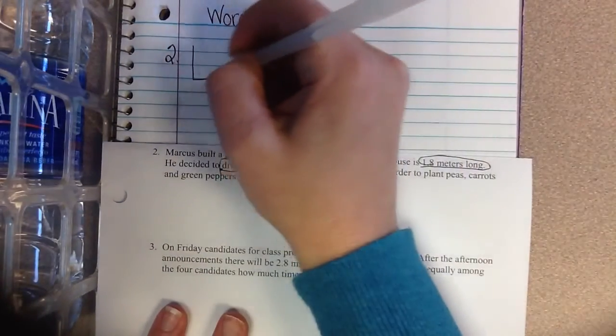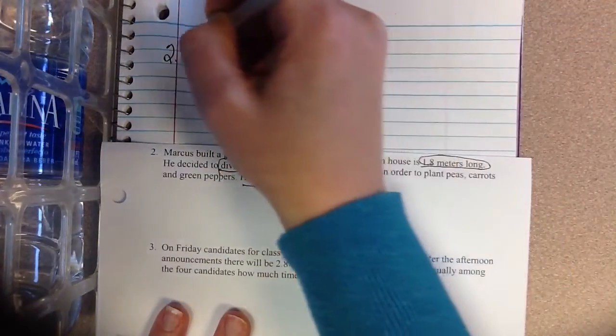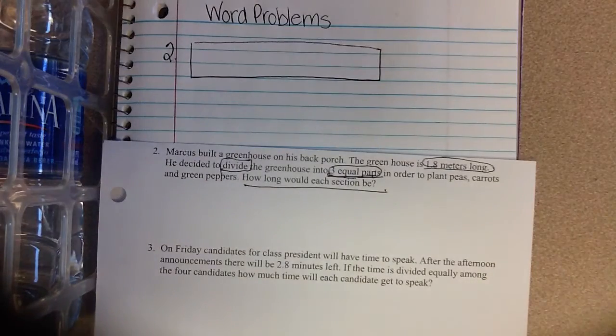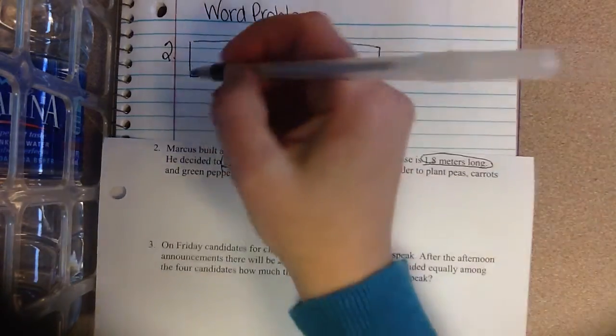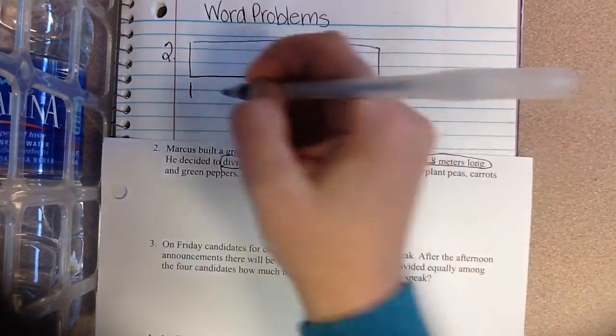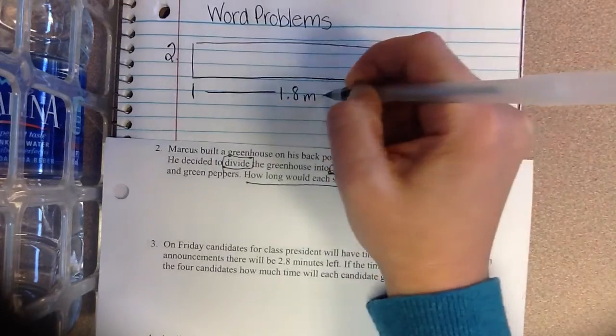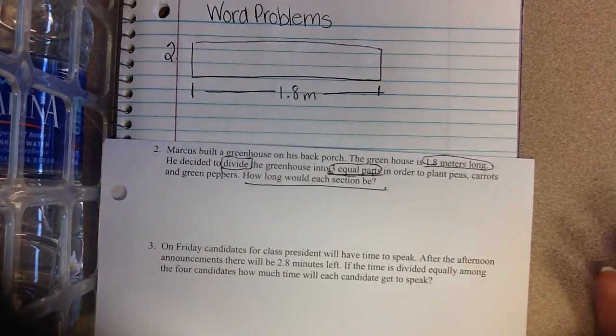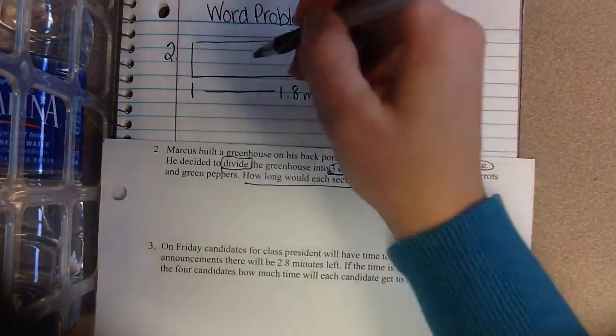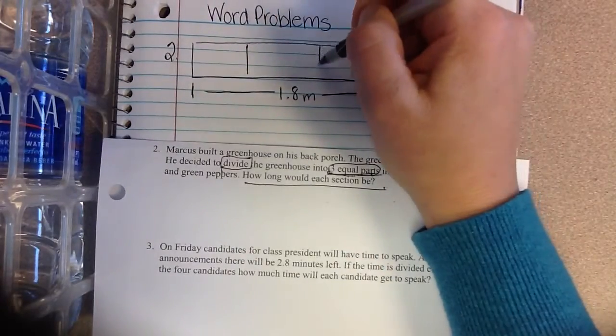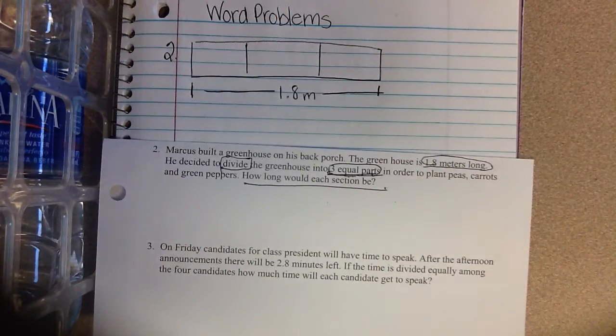So he built a greenhouse. I didn't draw anything fancy. I just drew a rectangle because it's like a bird's eye view looking down at my greenhouse. My greenhouse was 1.8 meters, 1 8/10 meters long. He's going to divide it into 3 equal parts. So I drew a picture.